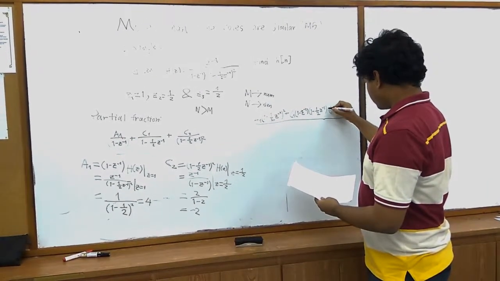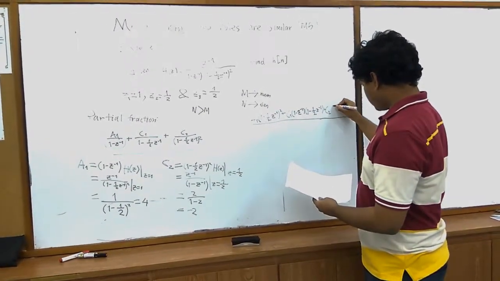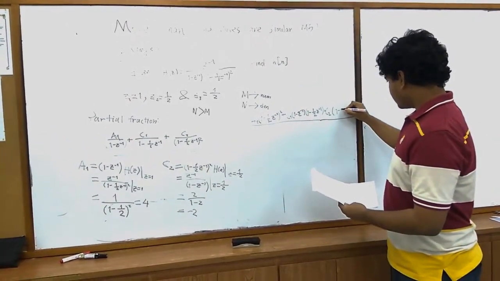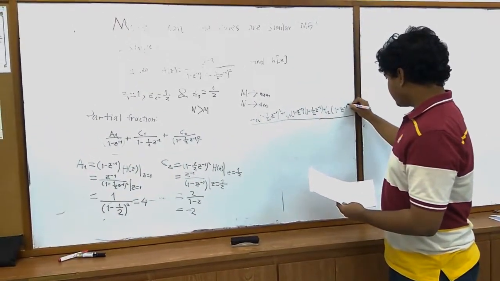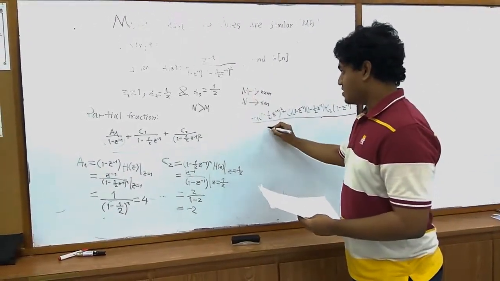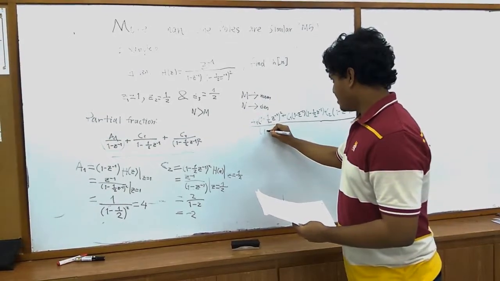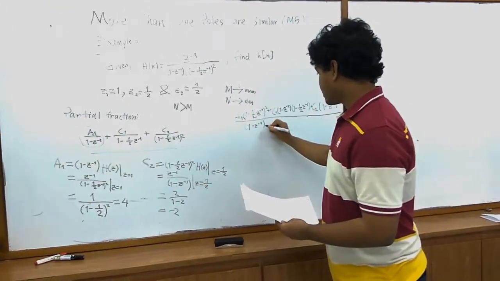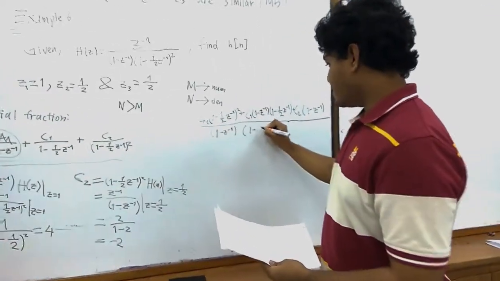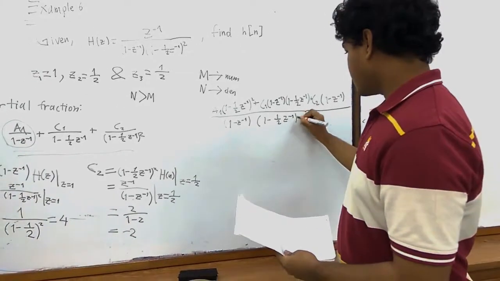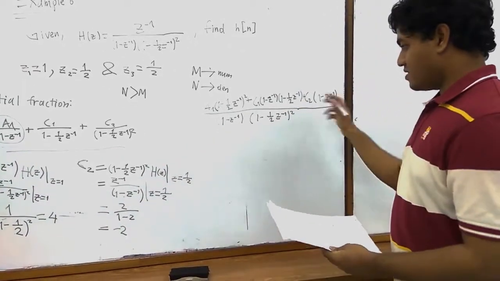And for C plus C2, we have 1 minus Z minus 1. And this will be, your denominator will be the same as AZ, Z minus 1, 1 minus 1 over 2, Z minus 1 squared. Okay, so this is your function.